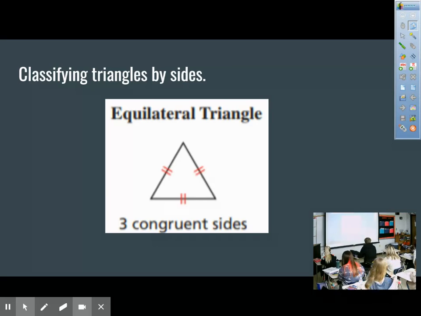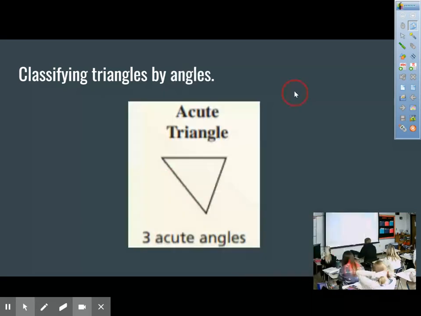All right, the next one, you can also classify them by their angles, based on the size of their angles. First, you have an acute triangle. An acute triangle has 3 acute angles. So over there for acute, you want to put 3 acute angles. What does acute mean? Yeah, less than 90 degrees. So all 3 angles are less than 90.